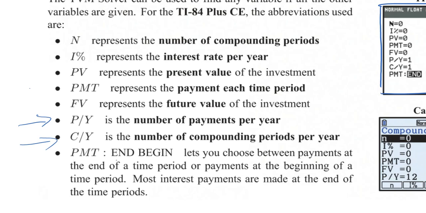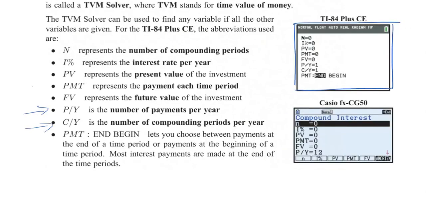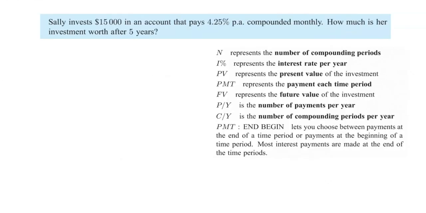Then this final option, we get to select either the end or the beginning. It lets us choose between payments at the end of the time period or payments at the beginning of the time period. For almost every question you see, it's going to be at the end of the time period. Now, you're going to forget all this. Don't worry. Let's run through some examples and we'll start to see what this is all about.